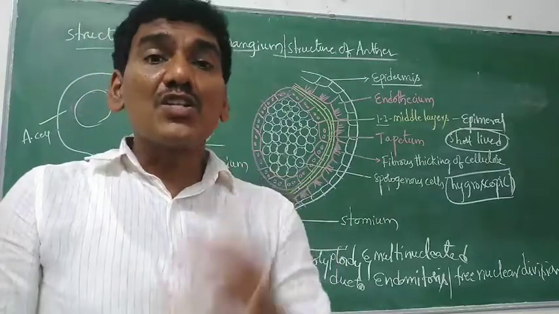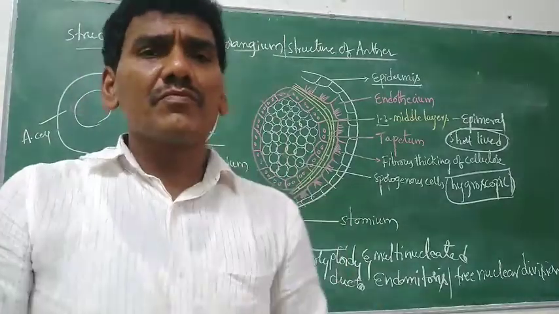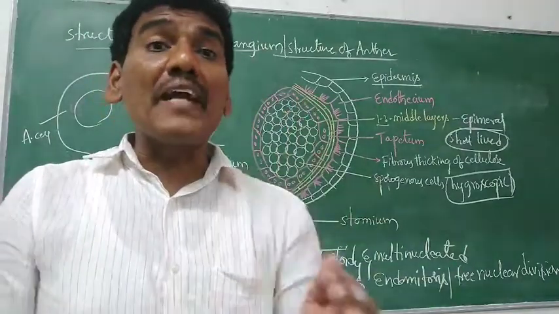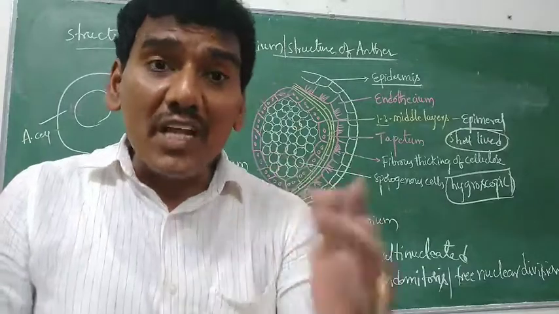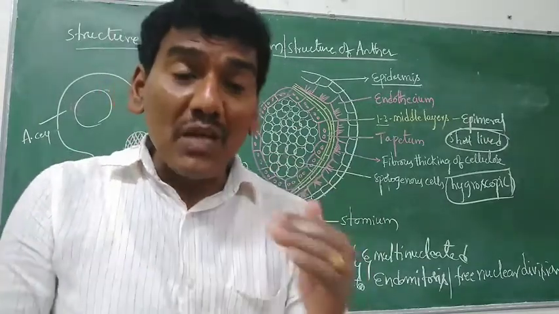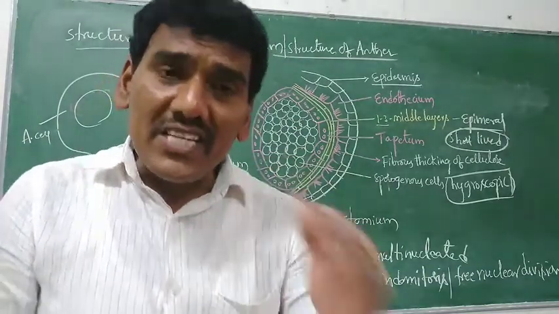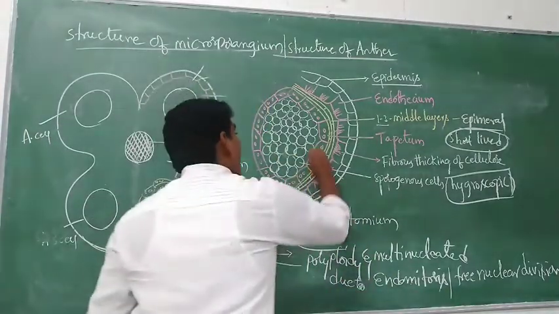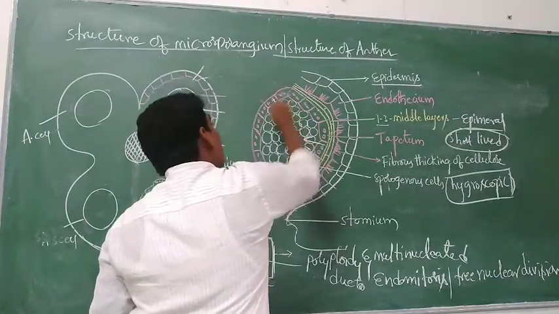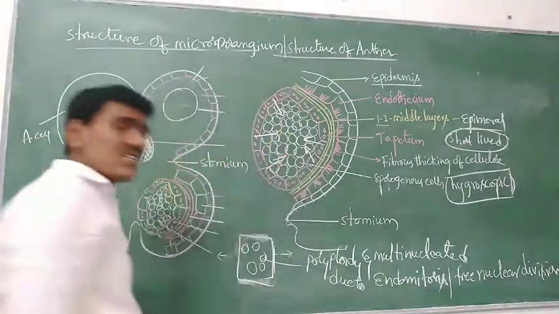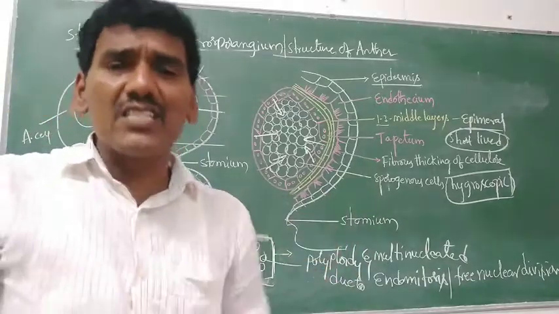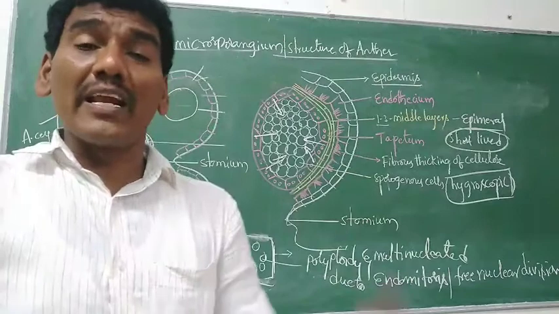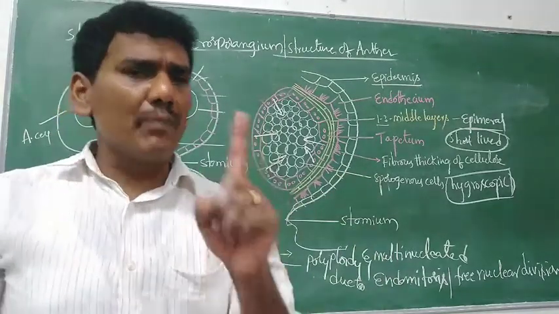Tapetal cells store the food material. The tapetal cells absorb the food materials from the middle layers. The tapetal cell nourishes the development of sporogenous cells, or the microspore mother cells, or pollen mother cells, or pollen grains. It is a very important point.